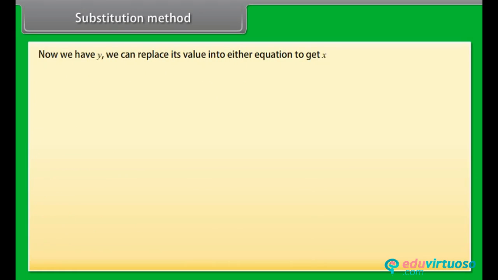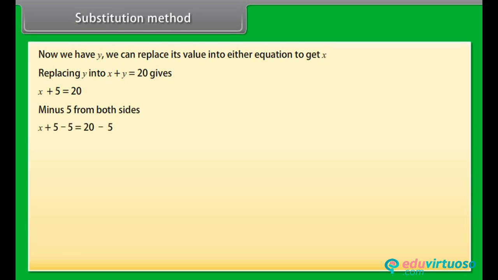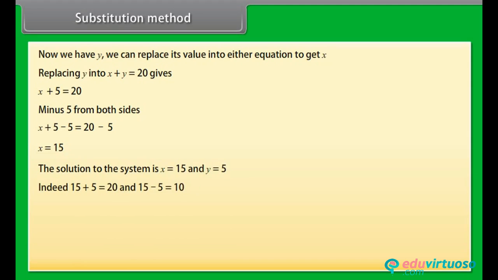Now we have y. We can replace its value into either equation to get x. Replacing y into x plus y is equal to 20 gives x plus 5 is equal to 20, minus 5 from both sides. X plus 5 minus 5 is equal to 20 minus 5. X is equal to 15. The solution to the system is x is equal to 15 and y is equal to 5. Indeed, 15 plus 5 is equal to 20 and 15 minus 5 is equal to 10.